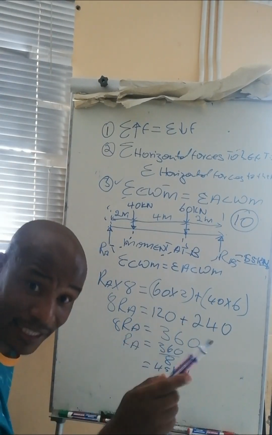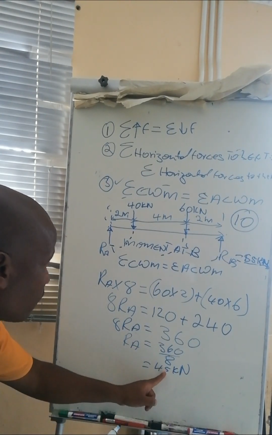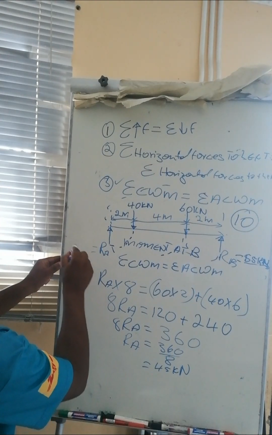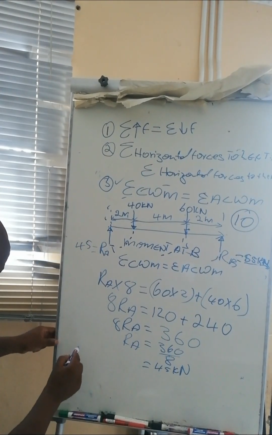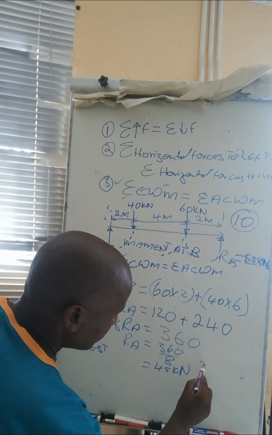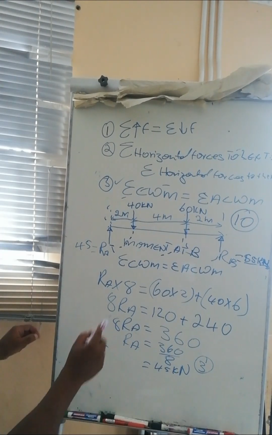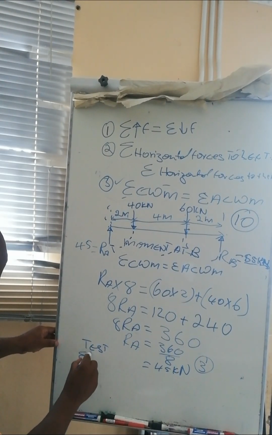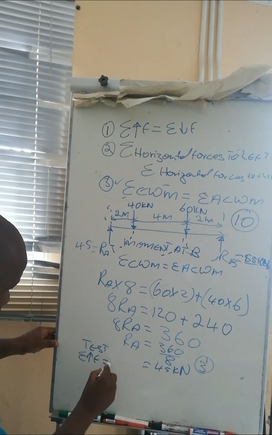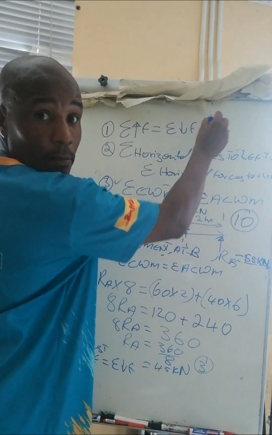Now let's test that indeed this is the case. Let's say it's 45 here. Now test. You've got another 3 marks. That's 6 marks. You are left with 4 marks. Now test. The sum of the upward forces must be equal to the sum of the downward forces. That's condition number 1.